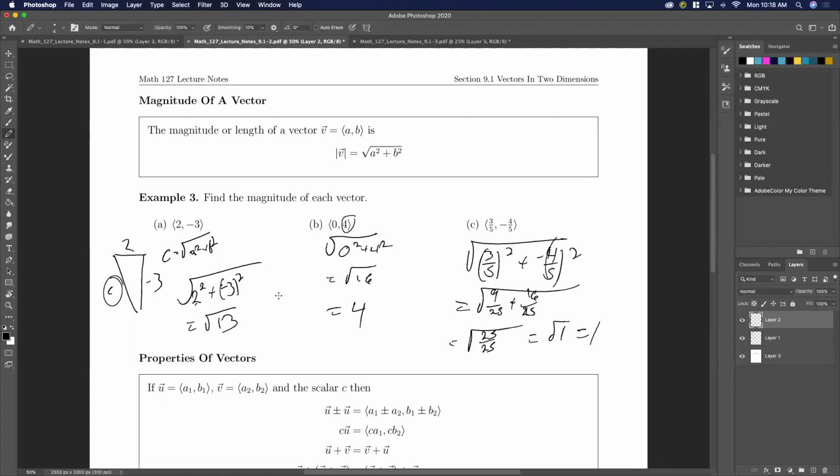The length of this one is 4. The length of this one is the square root of 13, or you could roughly put in whatever the value is. So these are the magnitudes. This is how you find the length of a vector.